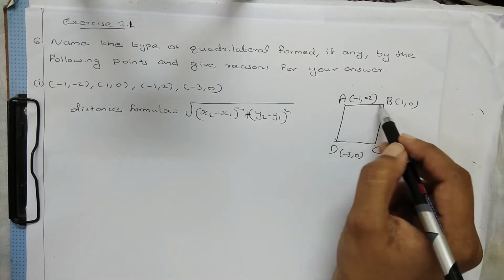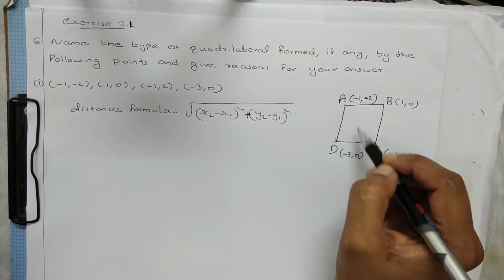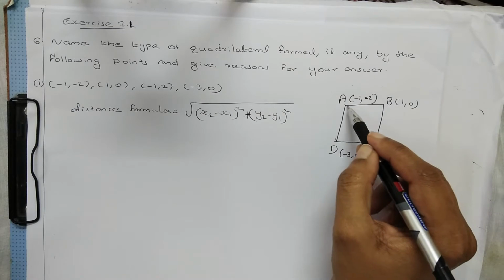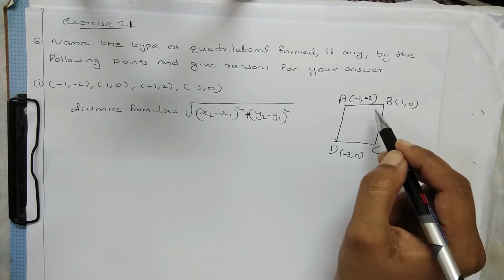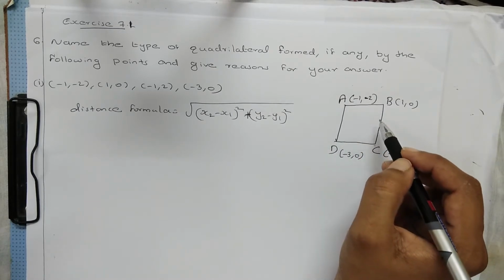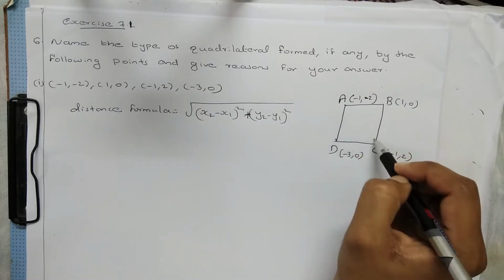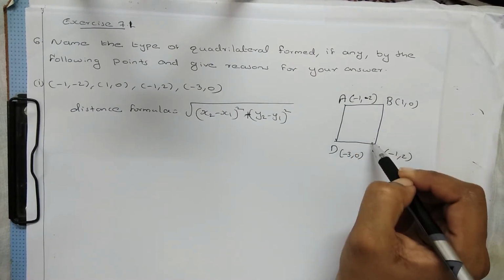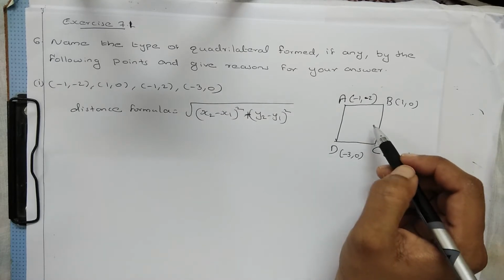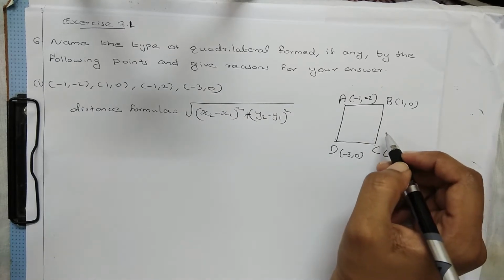The same way, if opposite sides are equal, you have to find out the diagonals also. If opposite sides are equal, there is a possibility that it will be either a rectangle or a parallelogram. So you find out the diagonals. If diagonals are equal, then it is a rectangle. If diagonals are not equal, then it is a parallelogram. These are the main conditions you have to remember always.